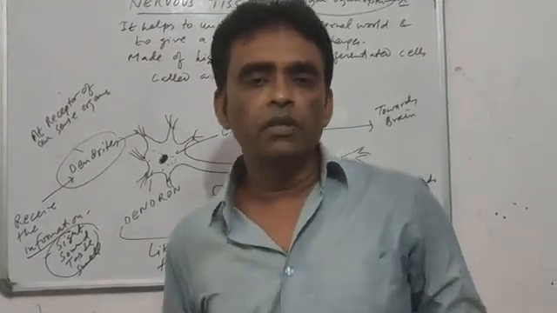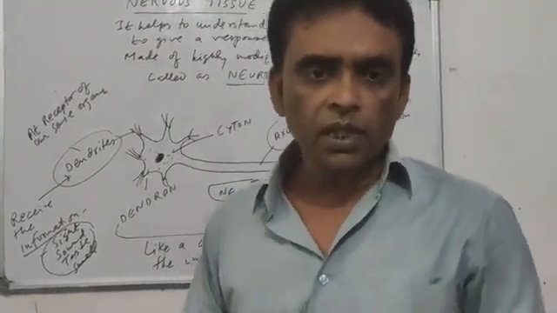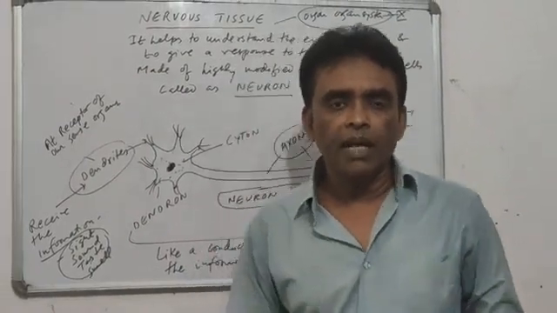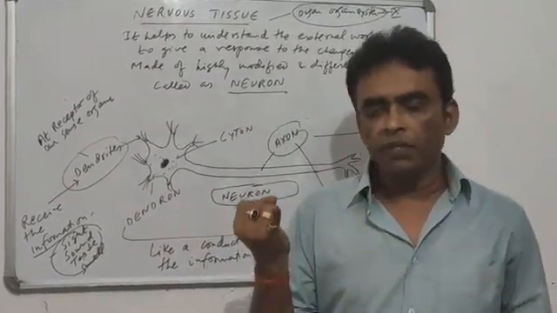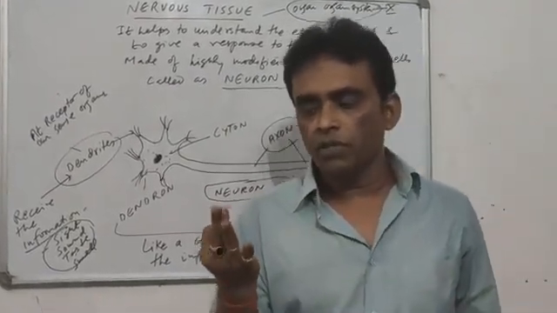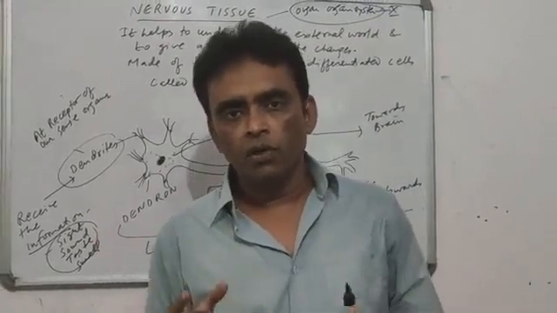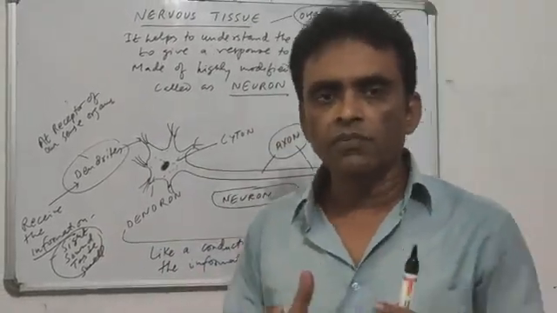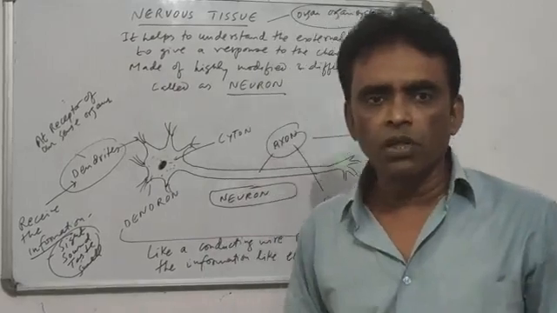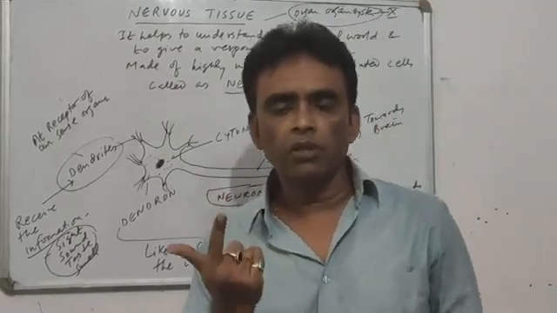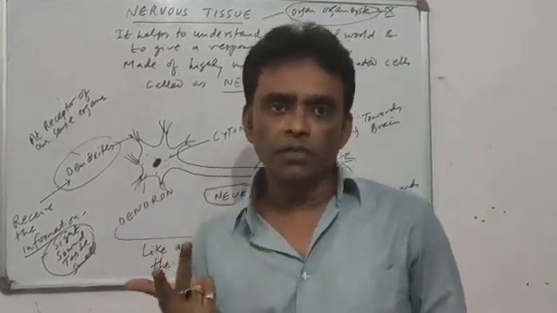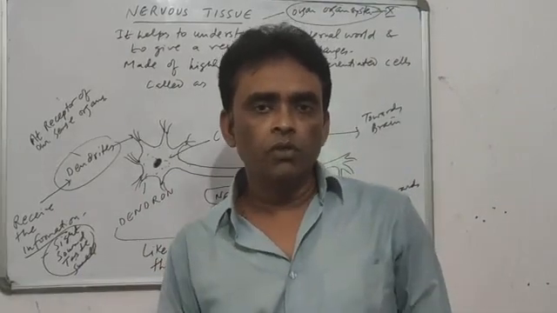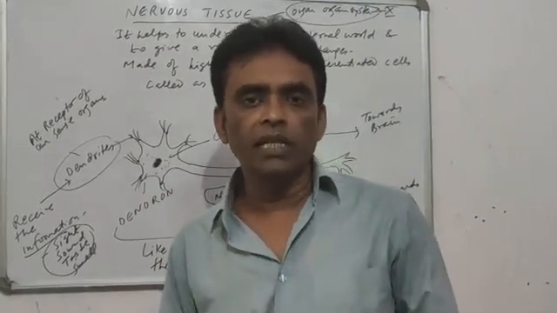The rest of the tissues, there are four tissues I have told already. Animal tissues: the epithelial tissue, the muscular tissue, the nervous tissue, and connective tissue. Because of the shortage of time, in this video we have concentrated only on epithelial, muscular, and nervous tissue. In the next video, we will concentrate only on the connective tissue.